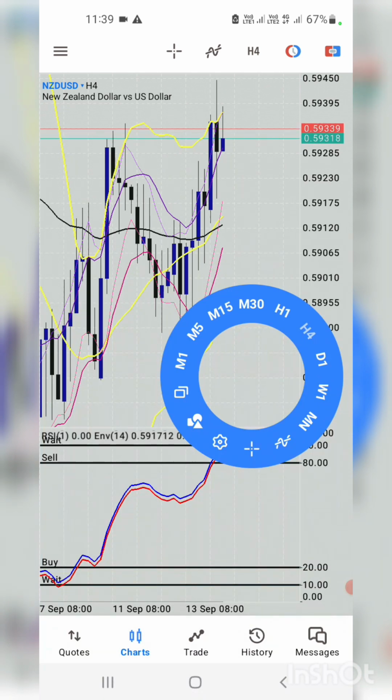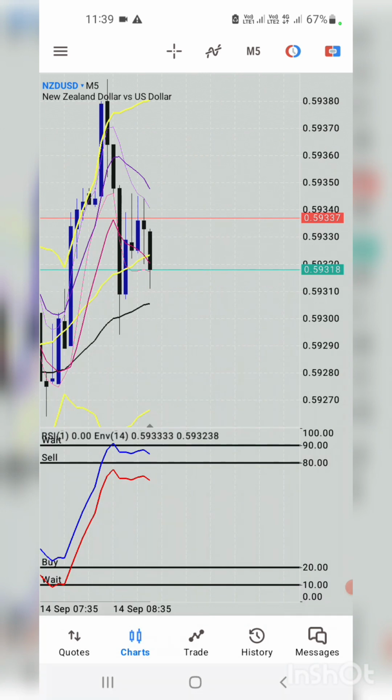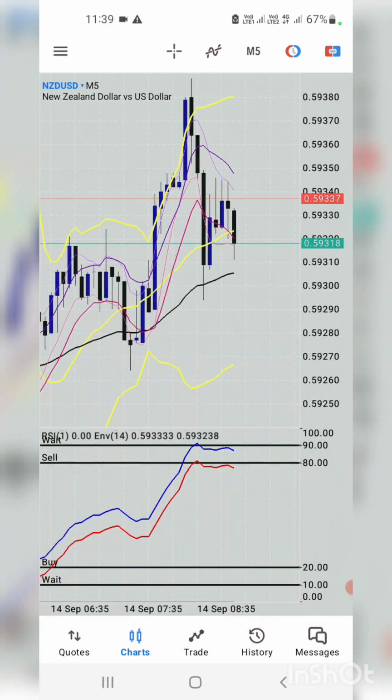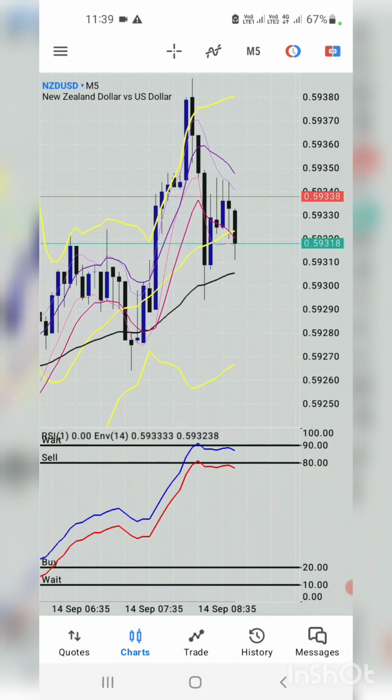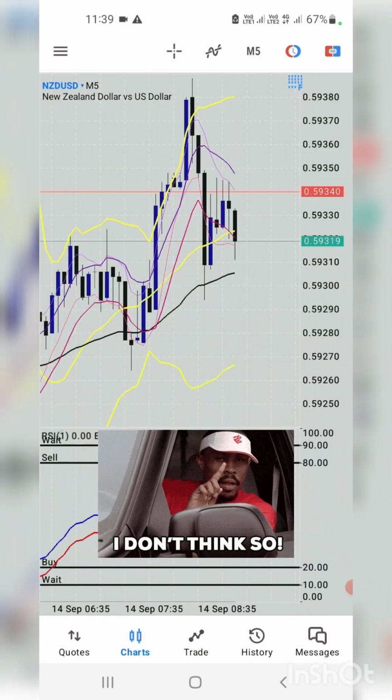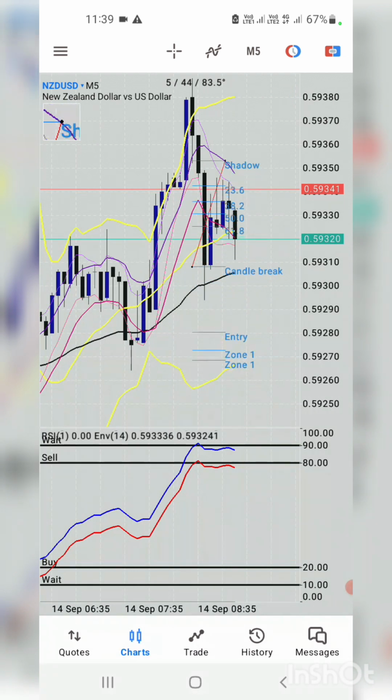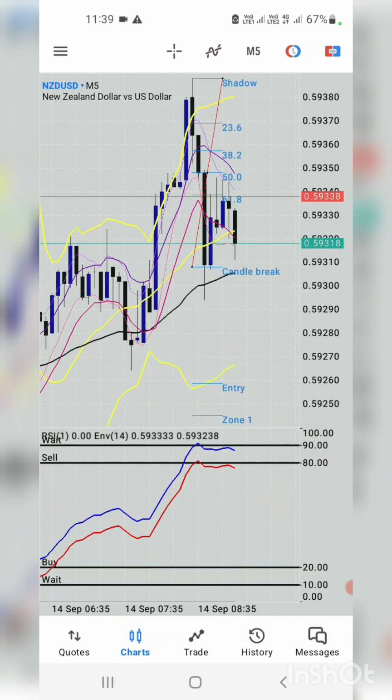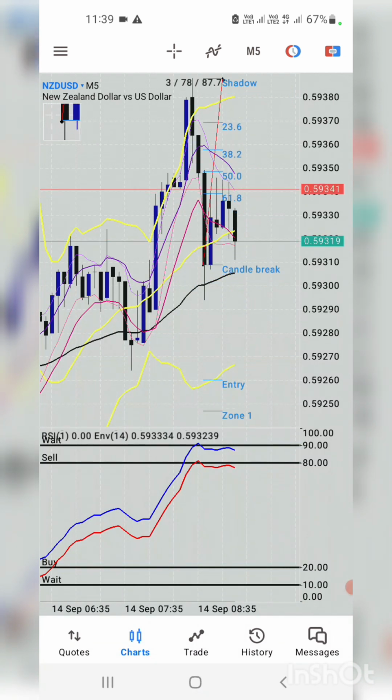Today I am on pair NZD USD and I see the opportunity to sell. So what is the reason for selling here? In the 5 minutes time frame we have a dominant break sell, so we can use Fibonacci retracement like this.